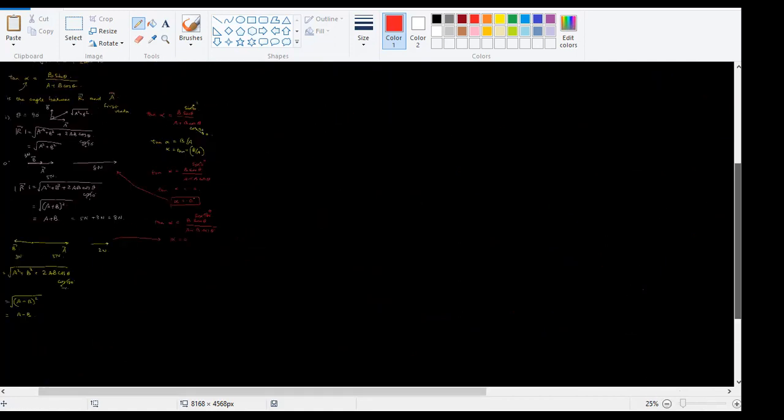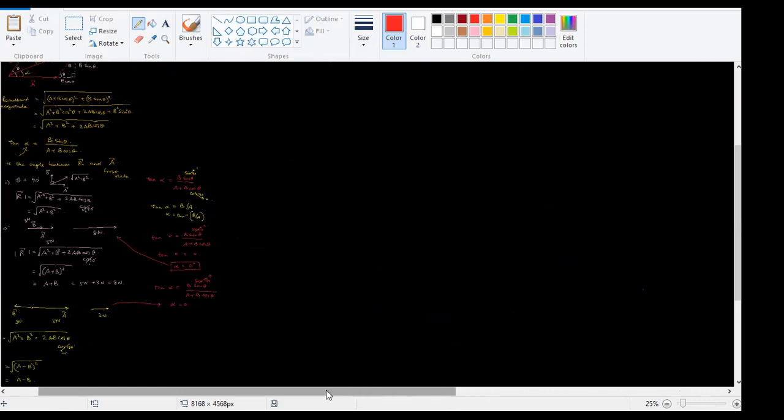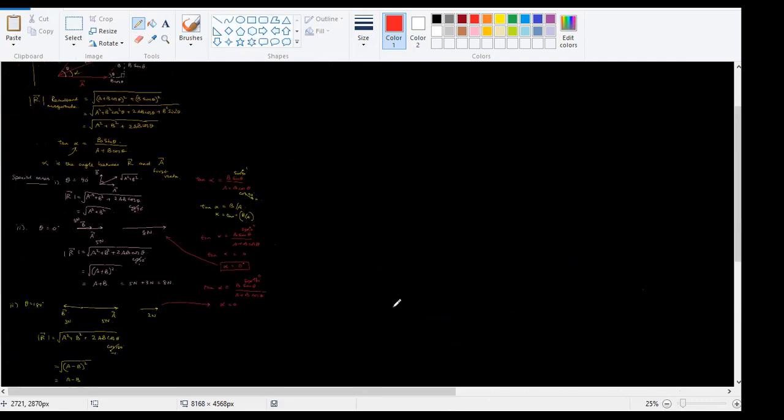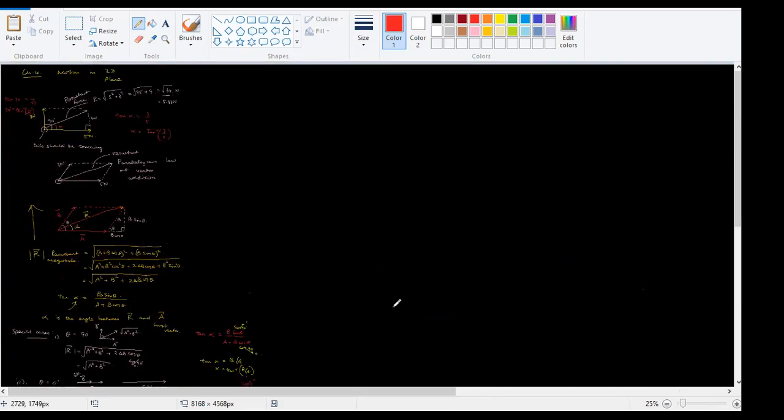So what have we done so far? We have just understood what is vector addition. And the most important formula is square root of a squared plus b squared plus 2ab cos theta, and then tan alpha is b sin theta by a plus b cos theta. If you understand this simple diagram, right?